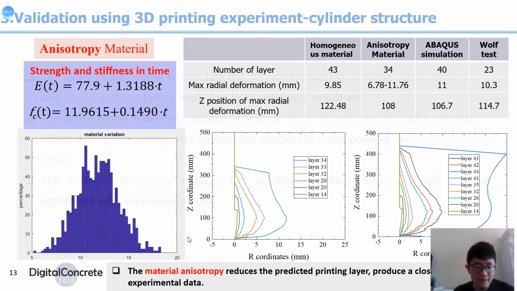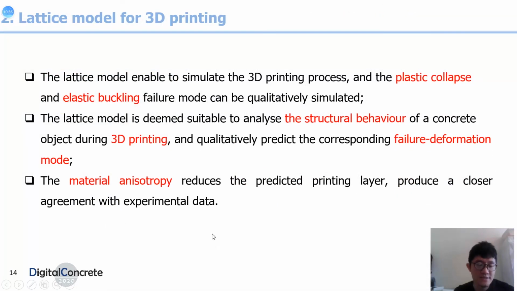From this numerical analysis, we can get several conclusions, as shown in the slides. Actually, we can see the lattice model can predict the failure mode and give a closer prediction of the printing layers to the experiment. In the next research, we will take more influencing factors, like shrinkage and others, into consideration to improve our model. This is my presentation.